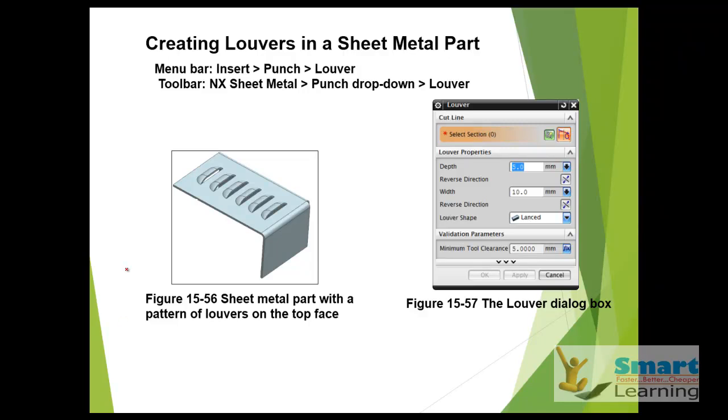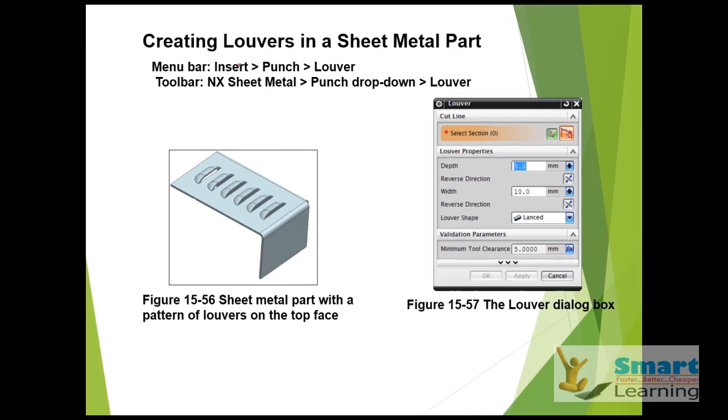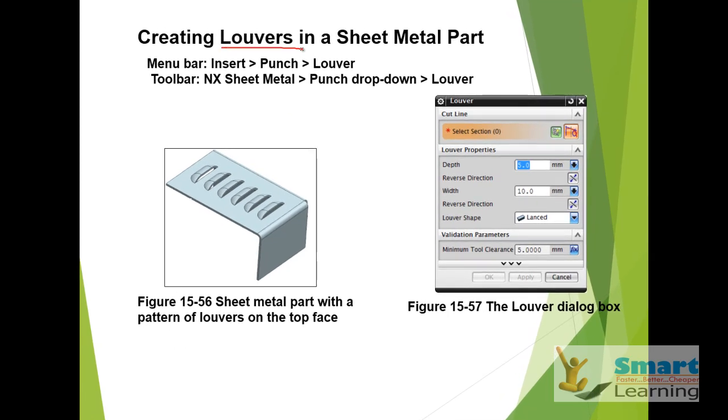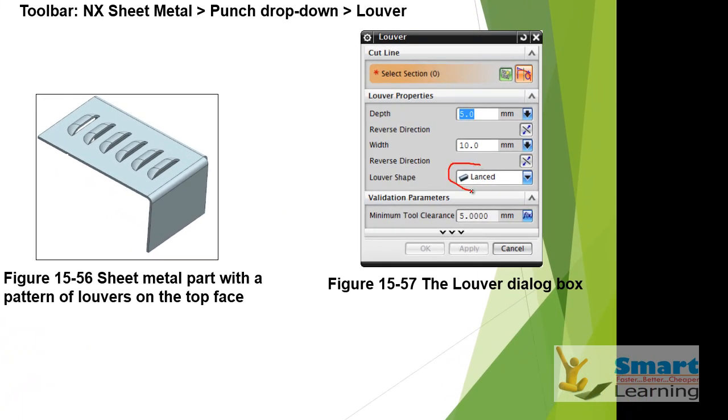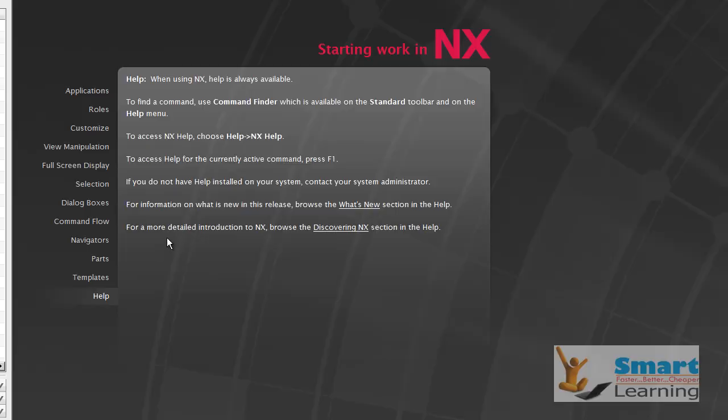In this session, we'll discuss the louvers, how to add louvers to your sheet metal, and different options like the length and other types, how to create them, and the parameters which you need for defining. That also we'll be discussing in brief, like the depth and width parameters. So let us discuss this in the NX Live interface.